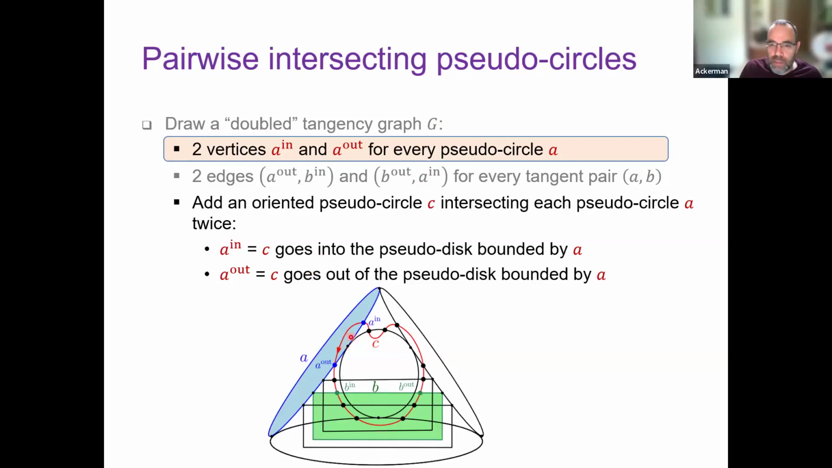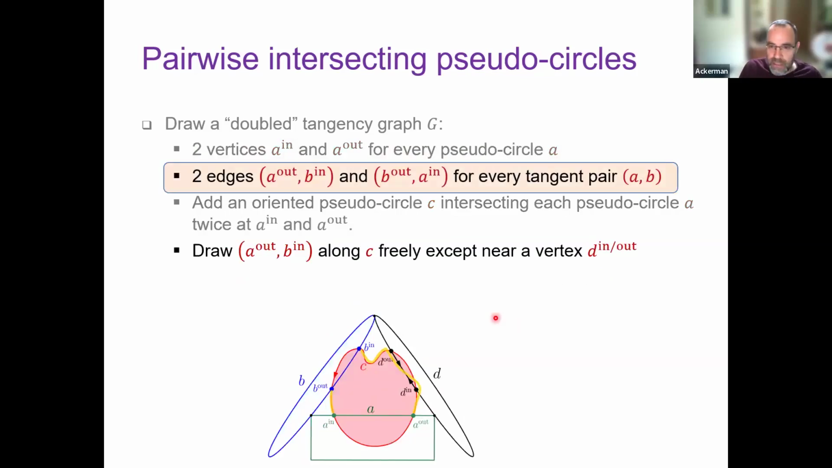Okay, so how do we draw this tangency graph? As I said, we have two vertices for every pseudo-circle, and we do it by adding a new pseudo-circle C that intersects every original pseudo-circle. We also orient C clockwise or counterclockwise arbitrarily, it doesn't matter. If you consider a pseudo-circle A, then there is the pseudo-disk which is bounded by A. At some point C goes inside this pseudo-disk, and this would be A in, and at some point it goes out, and this would be A out. We do the same for every pseudo-circle. So these are the vertices.